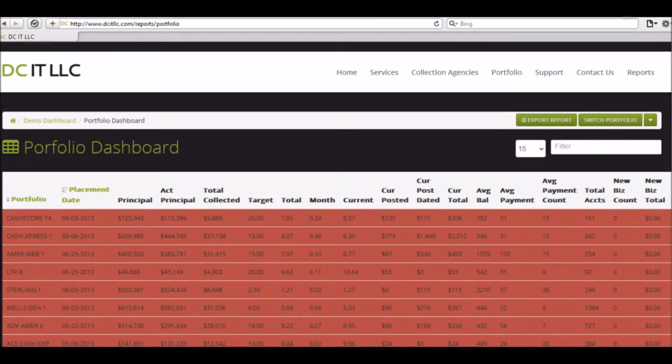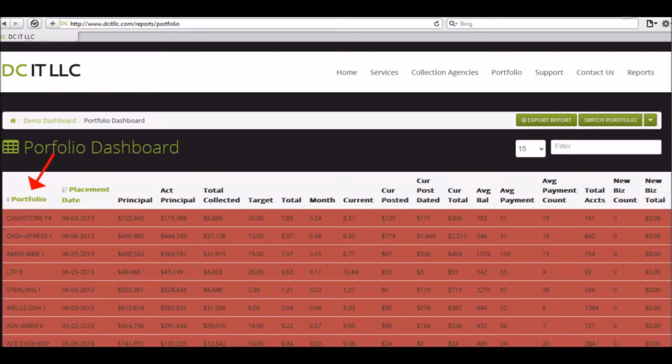Let's take a look at the portfolio dashboard. The portfolio dashboard is a very in-depth report. This report will show how good your portfolios are performing as well as how good you are liquidating each portfolio. Let's start with the first column, which is the portfolio column. This is the name of your portfolios.